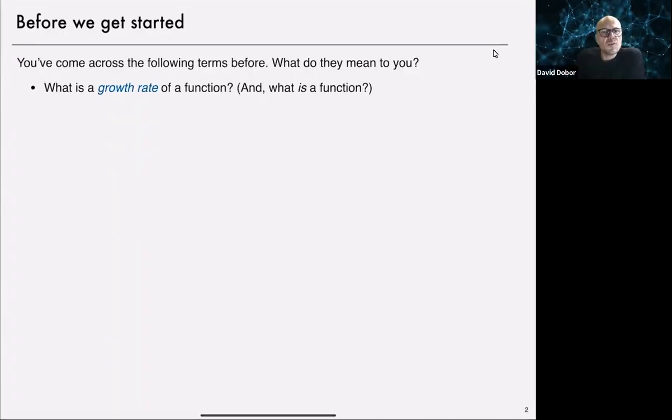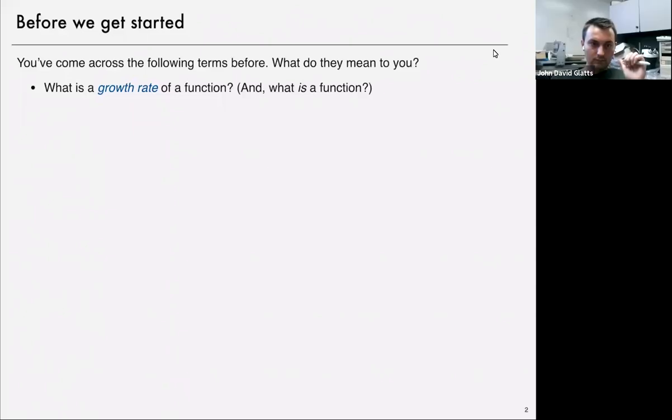Okay, so what's the growth rate of a function? It's clear what a function is, what kinds of functions we'll be talking about. What's a growth rate of a function? Let's go through this a bit quickly because we need to get this. Any suggestions? What's a growth rate?